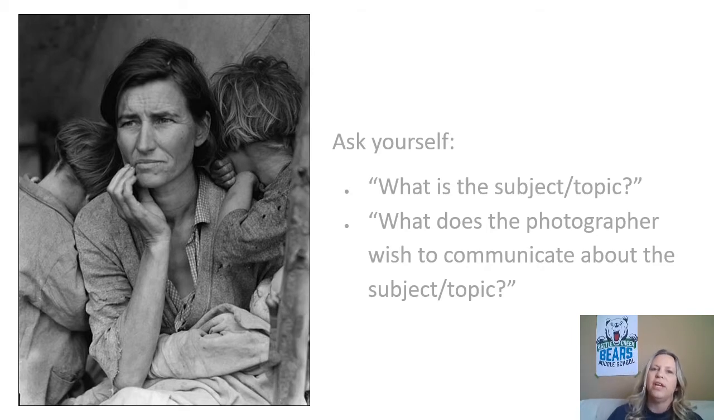Remember when we talked about theme before, we talked about identifying whatever the subject or the topic was that we were trying to get to, right? So if we're looking at something and we're reading something, we want to really look at it for what is its purpose? What is its message? Remember, that's what theme is, right? The message. What is the message that we're supposed to get out of this? What does the photographer wish to communicate about the subject or topic? So your initial thought, what is it when you look at this? What is the subject or topic here?